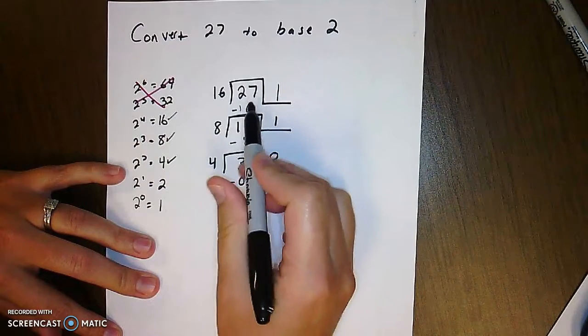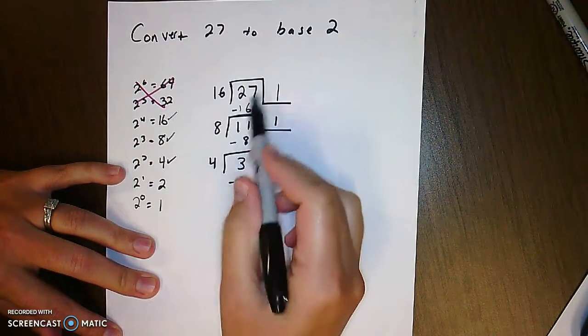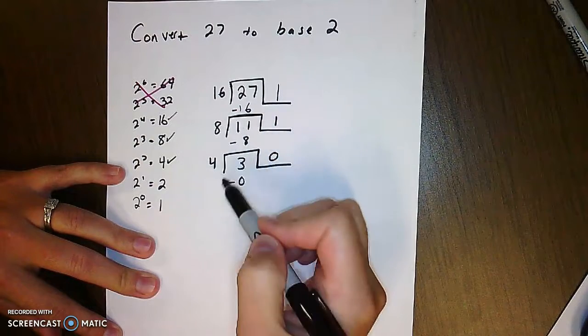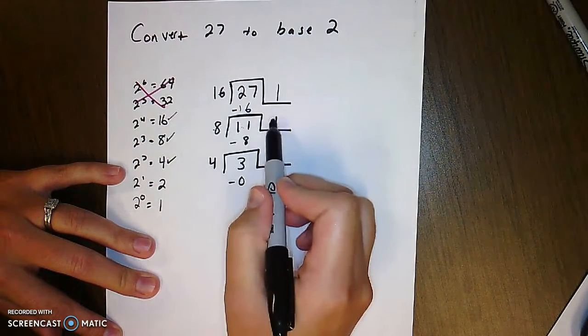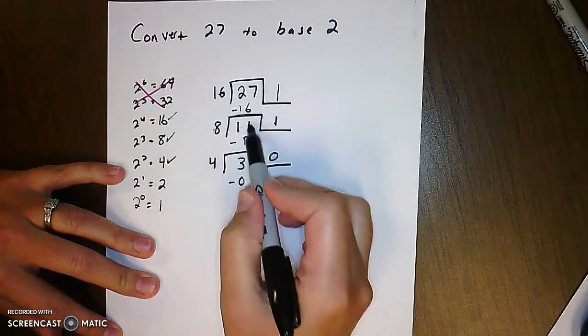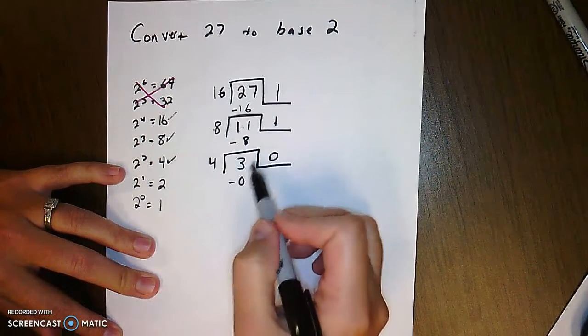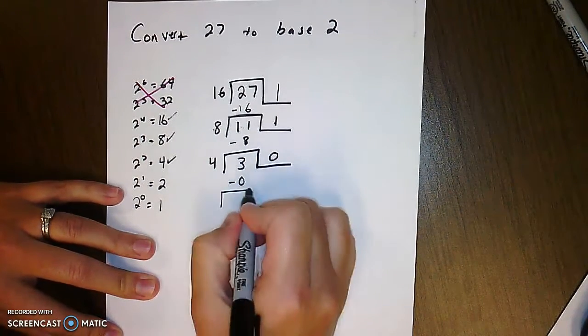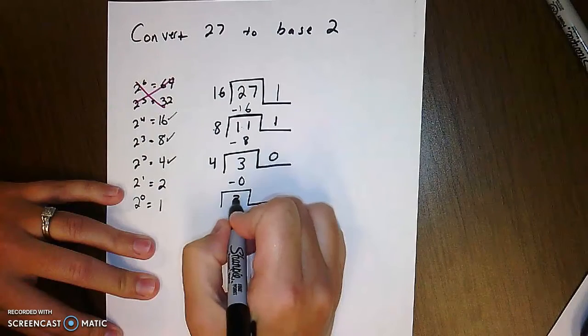Previously we've been subtracting the 16 or the 8 because they actually went into them. So we did the 1 times 16, 16, subtract it, we got 11. 8 goes into 11 one time, 1 times 8 is 8, subtract them, we get 3. 4 doesn't go into 3, so we do 0. 0 times 4 is 0. Subtract them, and we still get 3.